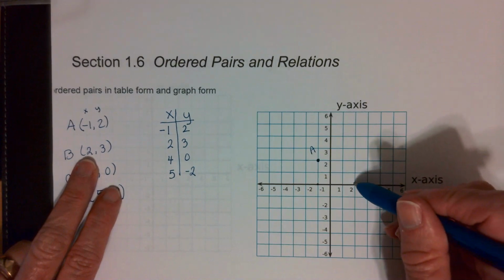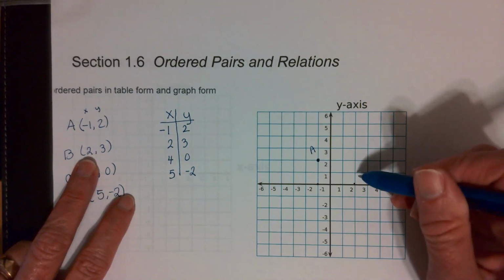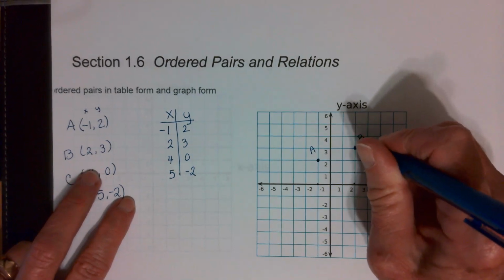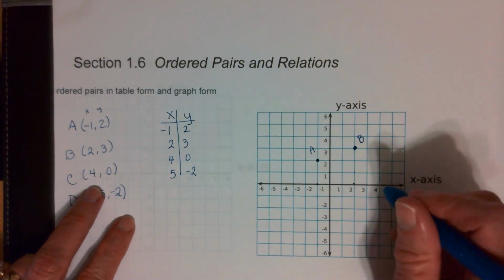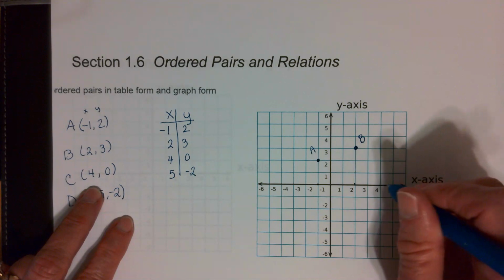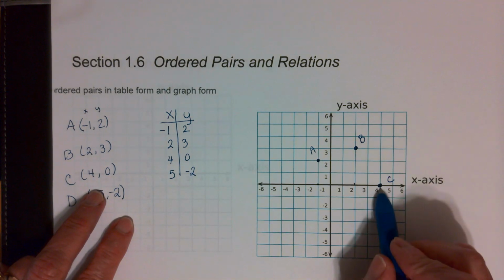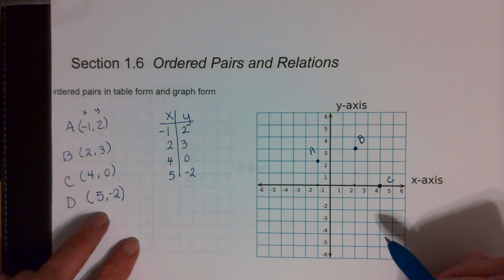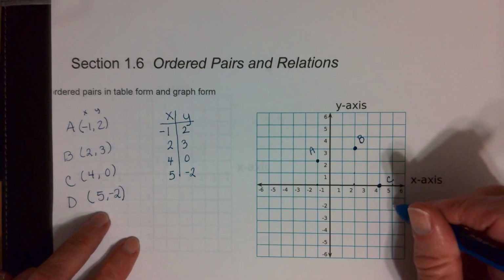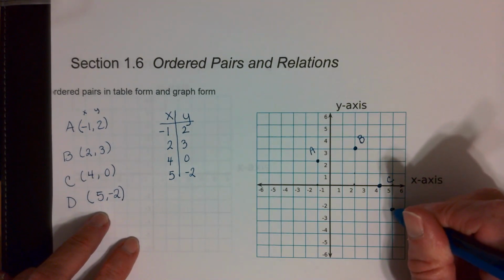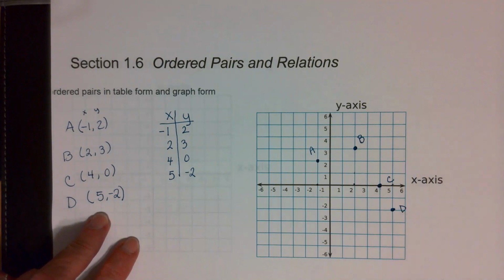This one, I go over to 2 on the X-axis, and I go up 1, 2, 3, and that's point B. On C, I'm going to go over 4, 1, 2, 3, 4, and I'm going to go up 0, so it stays right there on the X-axis. And then I have 5, -2, so I go 5 on the X, and I go down 2, and that's going to be my D.